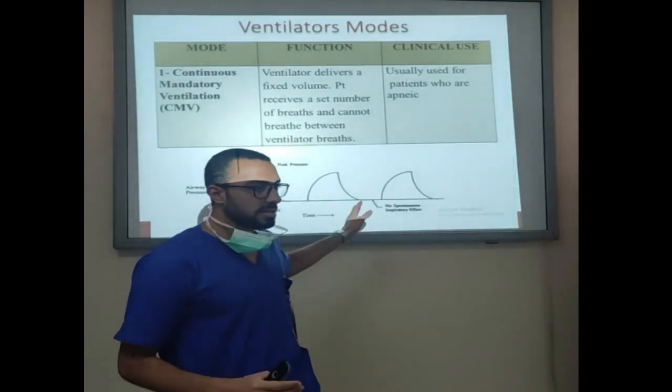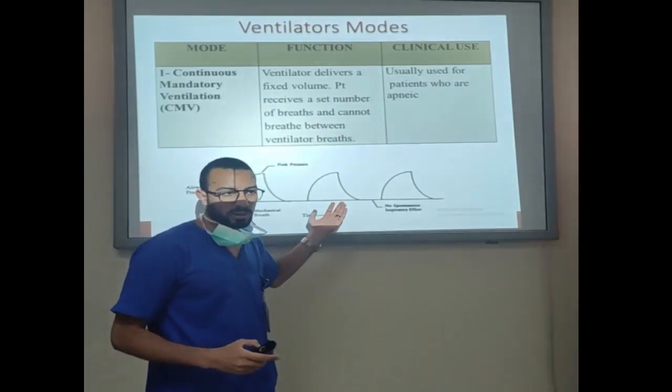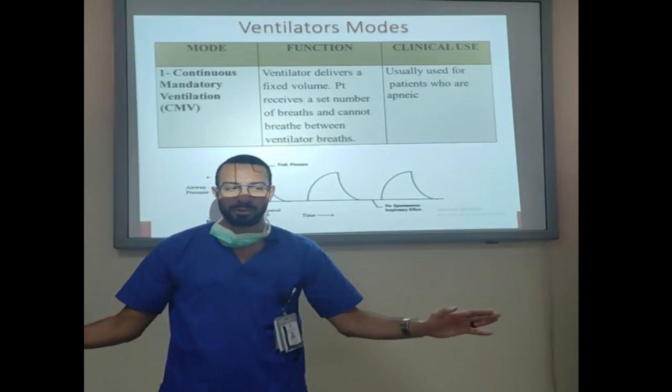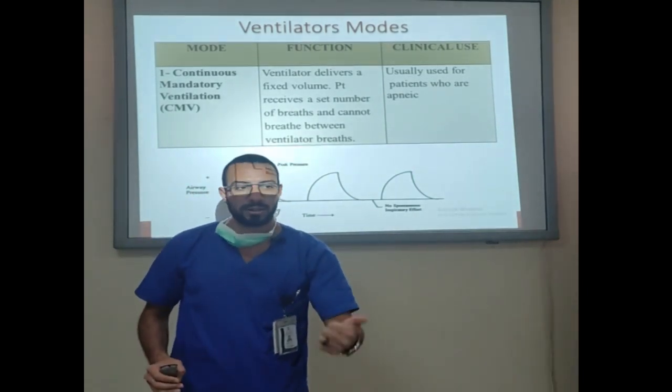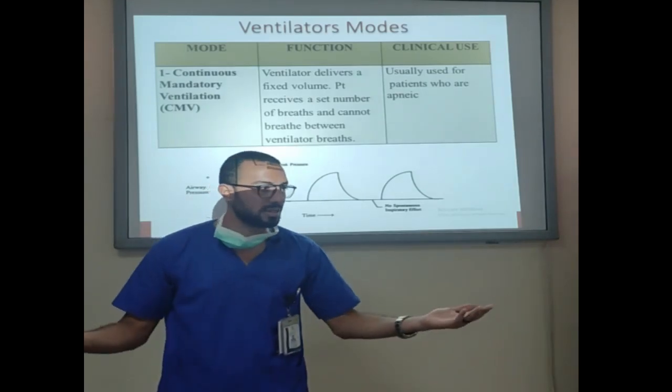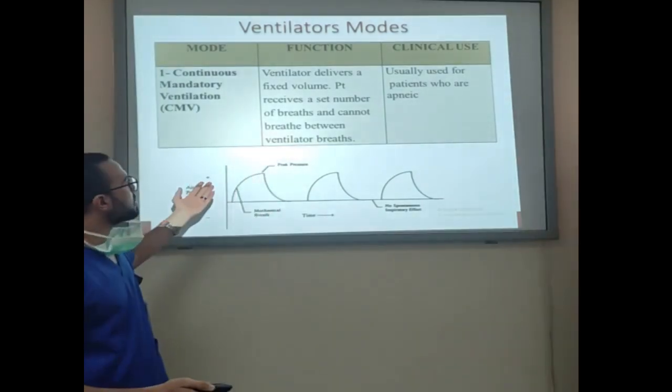Okay, so this is for a patient in a deep coma, or if you give a muscle relaxant, you can put the patient on CMV. The ventilator will do all the work. It is a time cycled mode with fixed pressure, fixed volume, everything. The patient will not share, zero sharing. So this is the first mode.